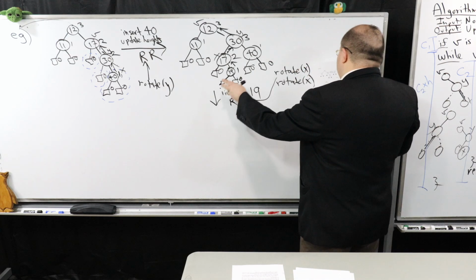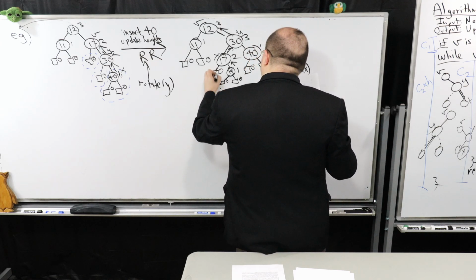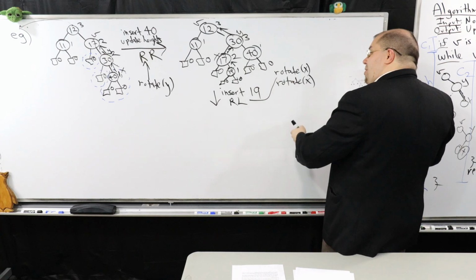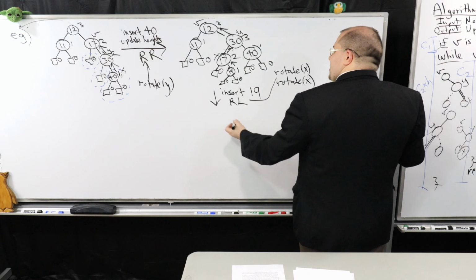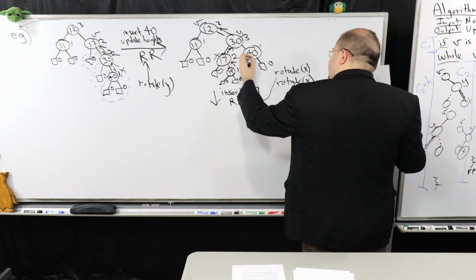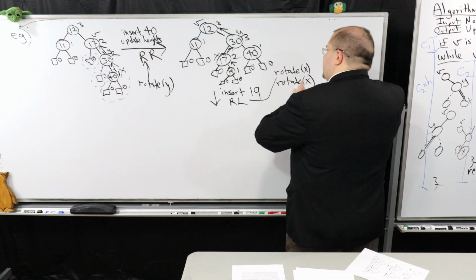So let's talk about it. I'll show you what the first rotate does, then I'll draw what the second one is. So remember, I'm doing rotate at X. So I have 3 subtrees that are of interest here.